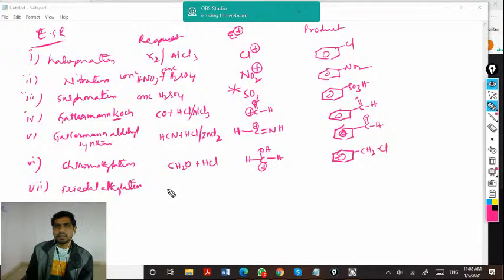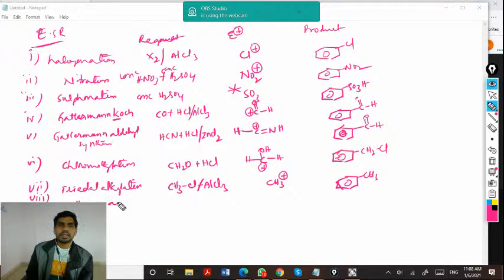Next, we've seen Friedel-Crafts alkylation. In this, we used an alkyl halide in the presence of the Lewis acid. The resulting electrophile will be the alkyl electrophile, for example the methyl carbocation. The product will be alkylated benzene.